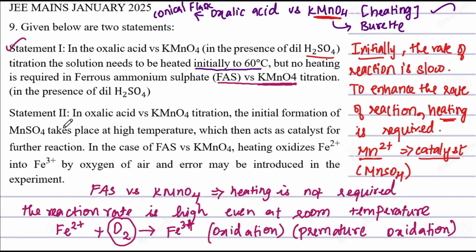Now let us see the second statement. In oxalic acid versus KMnO4 titration, the initial formation of MnSO4 takes place at a high temperature, which then acts as catalyst for the further reaction. So this is correct. As I already mentioned, MnSO4, that is Mn2+ formed, will act as a catalyst in this reaction. Then in the case of FAS versus KMnO4, heating oxidizes Fe2+ into Fe3+ by oxygen of air and error may be introduced in the experiment. This is also correct because, as I already told, premature oxidation occurs if we heat this FAS solution. So statement 2 is also correct.